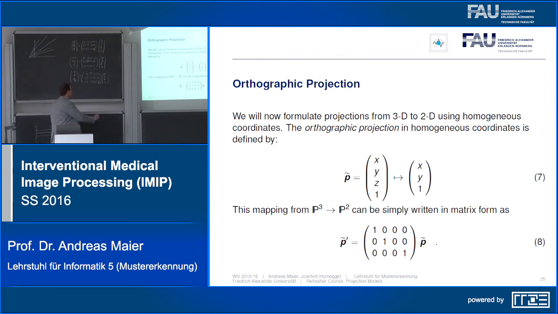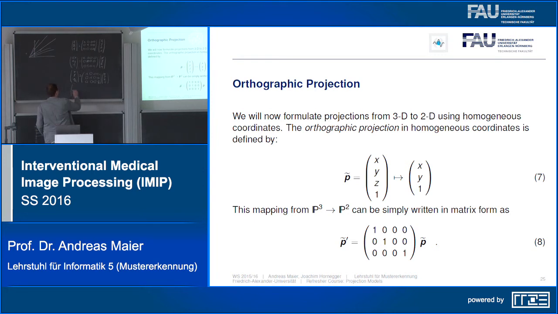So, for example, you could try to scale always this entry to 1. That would be one way of doing that. But, yeah, you have to think about whether this is a good choice in terms of numerical stability, depending on what kind of geometries you're encoding. Good. So, this is our weak perspective projection.